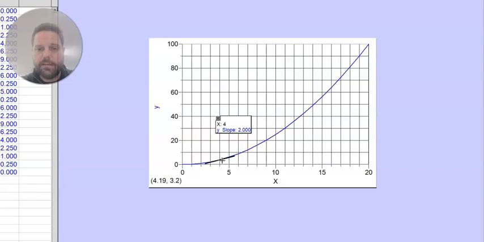We're going to look at also 8, so let's go to x equals 8. The slope is now 4. When x equals 12, the slope is 6. And when x equals 16, the slope is 8.